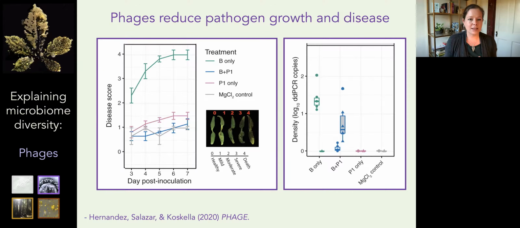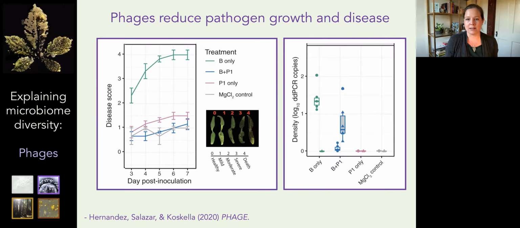But this is our straightforward result here. This is a disease progression curve, just like you've seen, from 7 days post-inoculation with Pseudomonas syringae. This is just Pseudomonas syringae on the top, and you see that it indeed causes disease. But if you combine it with, this is phage 1 here in the blue, sorry, if you combine the bacteria with phage, that phage reduces the bacterial density and also disease.